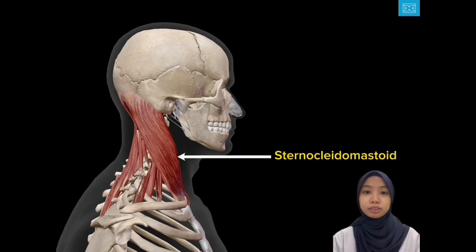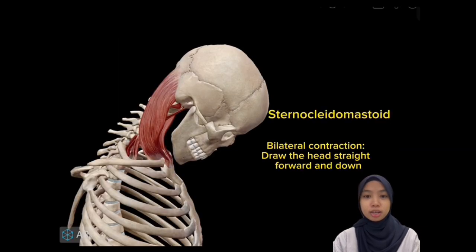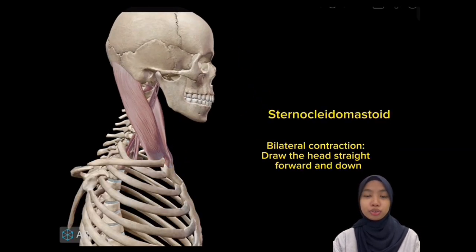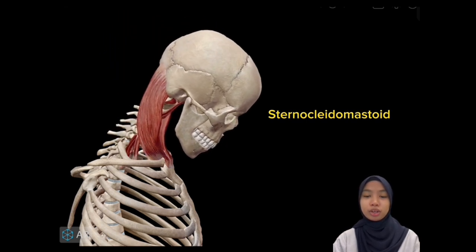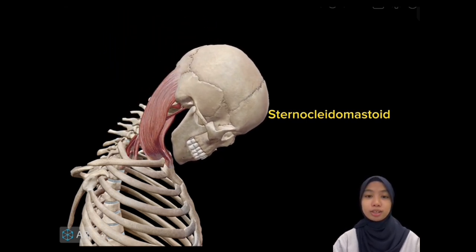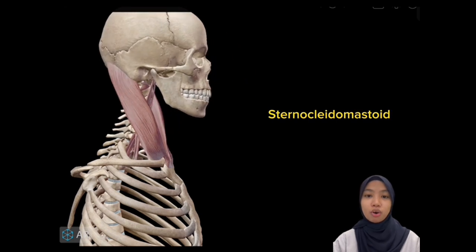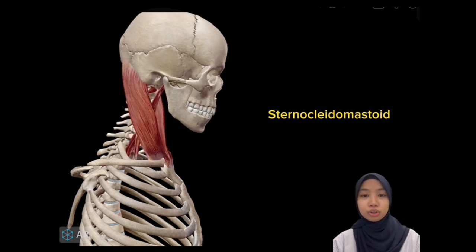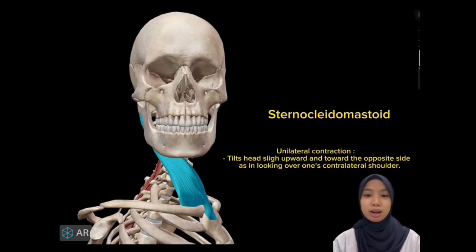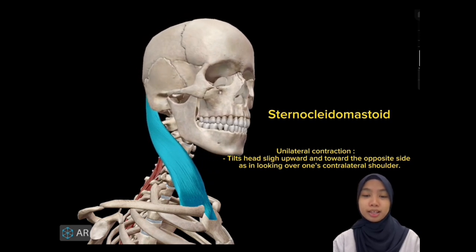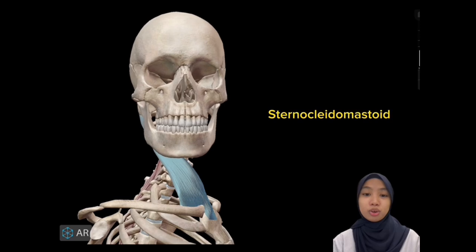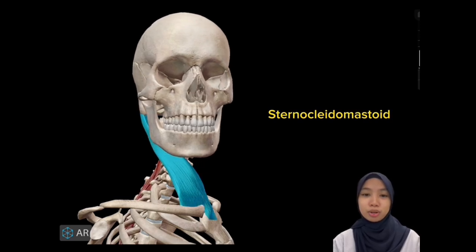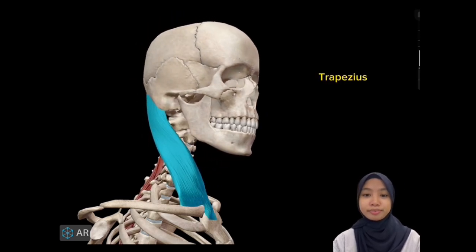The first major muscle that laterally flexes and rotates the head is sternocleidomastoid. Its action in bilateral contraction of the sternocleidomastoid muscle is to draw the head straight forward and down, for example, when we are eating or reading. In unilateral contraction, it tilts the head slightly upward and toward the opposite side, as in looking over one's contralateral shoulder. It also acts as an accessory muscle of inspiration.